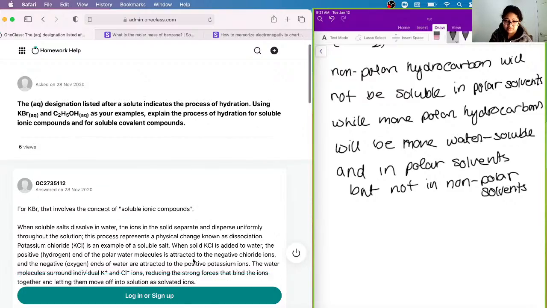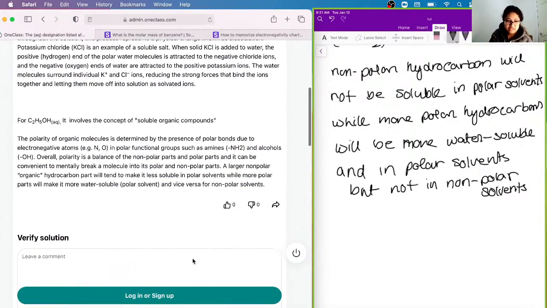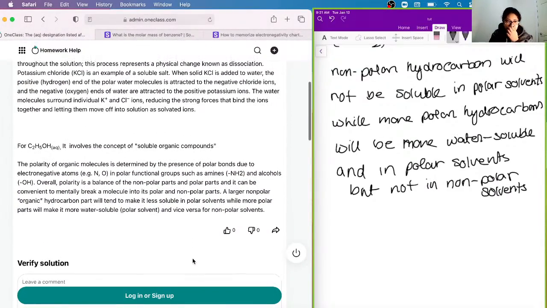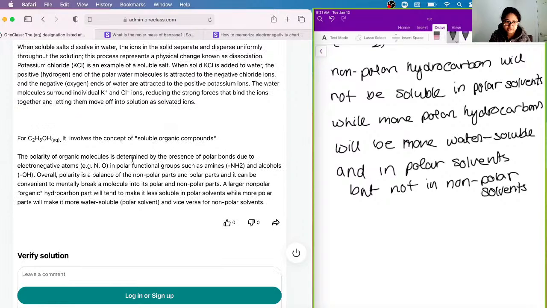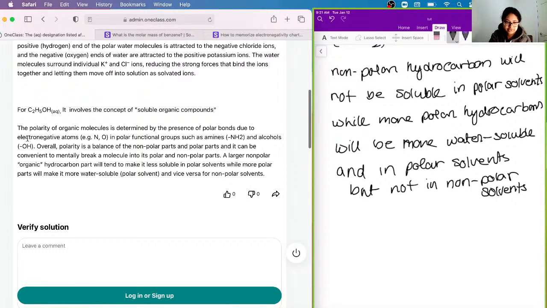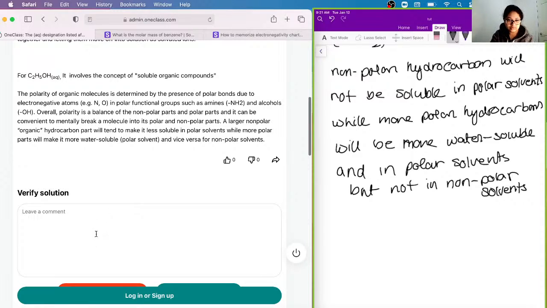And so this is basically our answer. And we can see that added to water, negative, and so the polarity is determined by the presence of polar bonds due to the electronegative atoms, right? Meaning less soluble in polar solvents, and yeah, so the solution is correct.